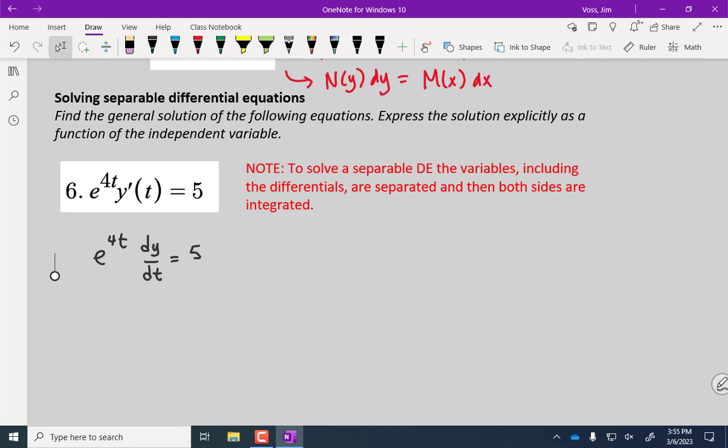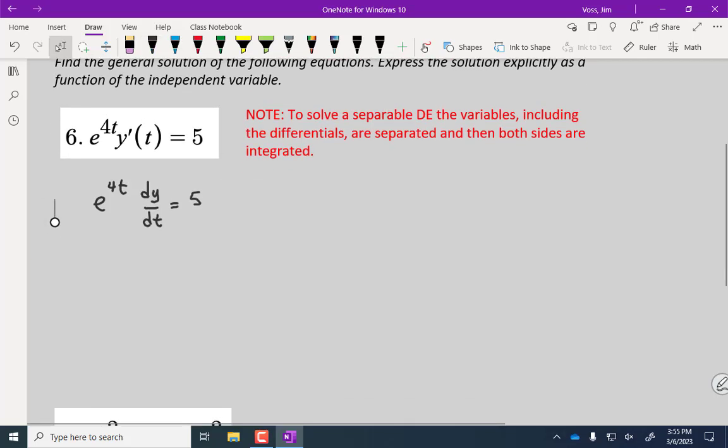Now for it to be separable, that means we want to get dy and all y's on the left, dt's and all t's on the right. So here's how we are going to separate it. This is what it'll look like separated. If we want to move the e to the 4t to the other side, it becomes e to the negative 4t. If we want to move the dt to the right, we multiply by dt. Now it's separated.